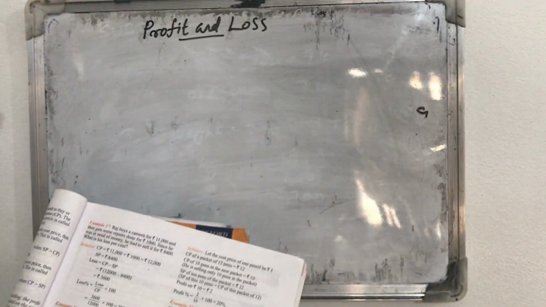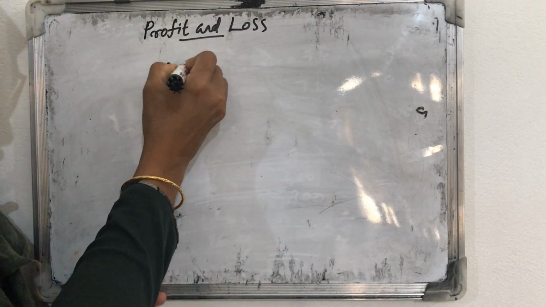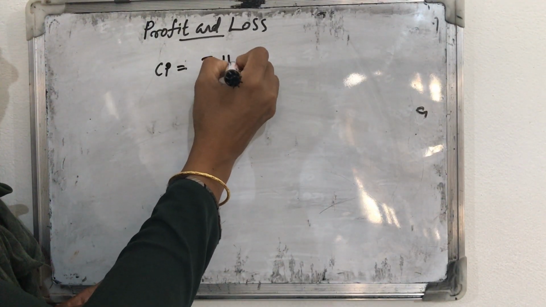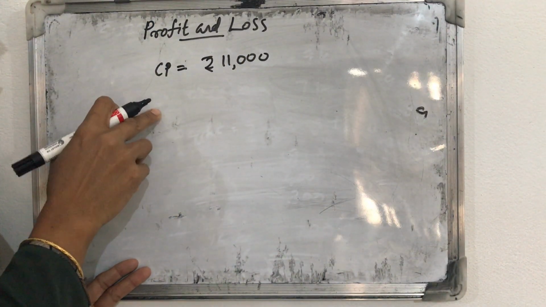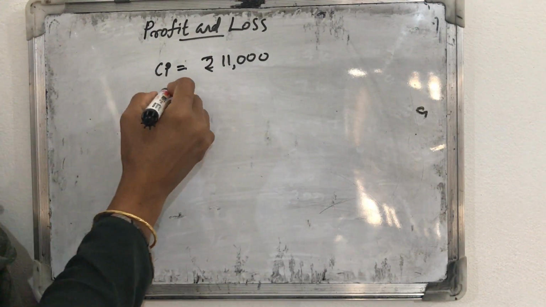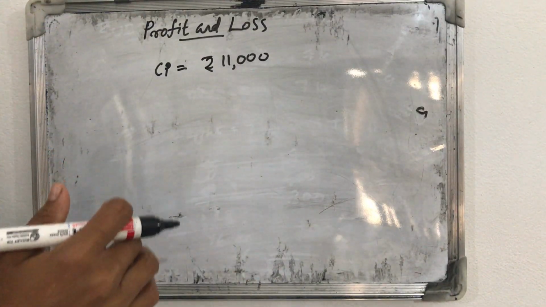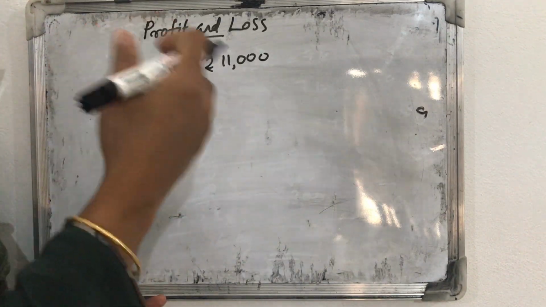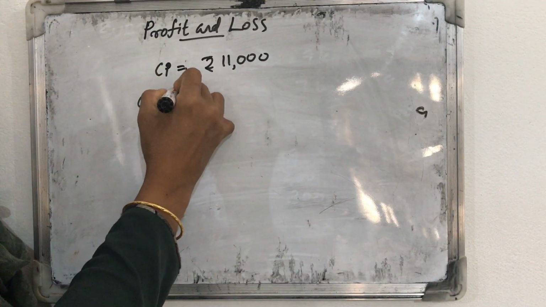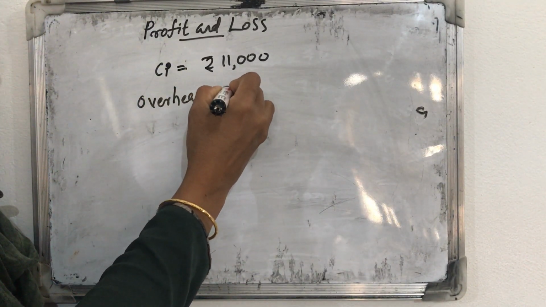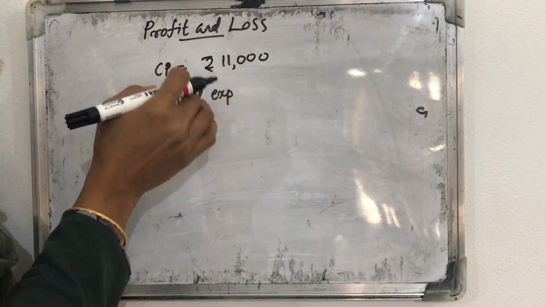In this case, there is one extra amount. He bought that camera for 11,000 rupees, but he also had to do some extra repairs. For that he spent 1,000 rupees. So the amount he spent extra after buying, we can take as overhead expenses. Actually it is not CP. CP is 11,000. He bought that camera for 11,000 rupees.